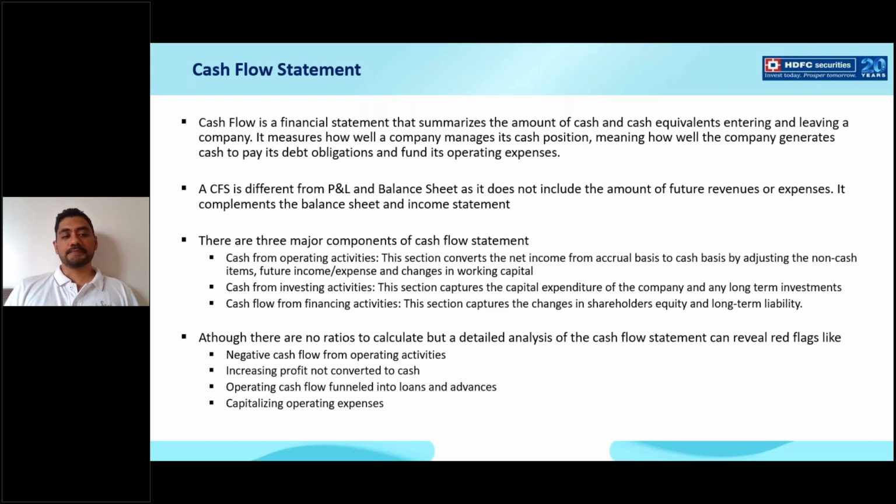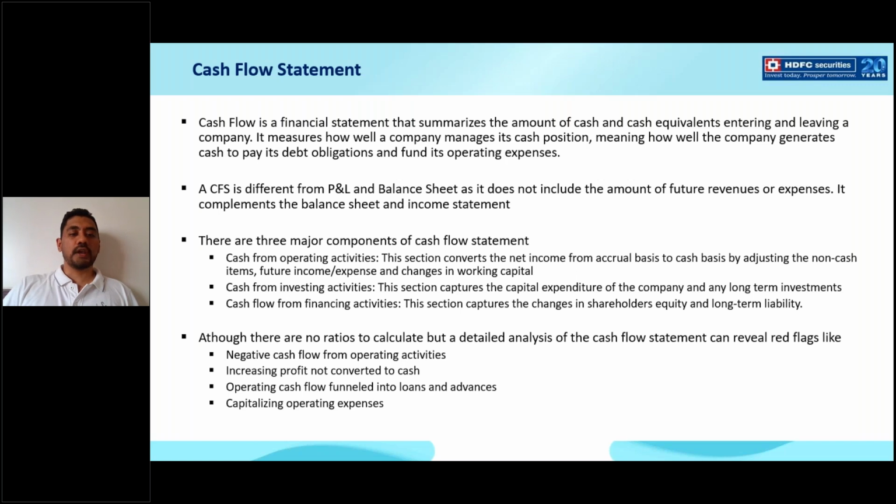And the next part is the cash flow from financing activities. This section captures the changes in the shareholders' equity and long-term liability. To meet its expansion plans, sometimes the company needs to raise funds. So either the company raises funds through an equity issue or through debt. So whatever funds are raised by the company, or whatever repayment the company does for its past debts, is captured in this segment.